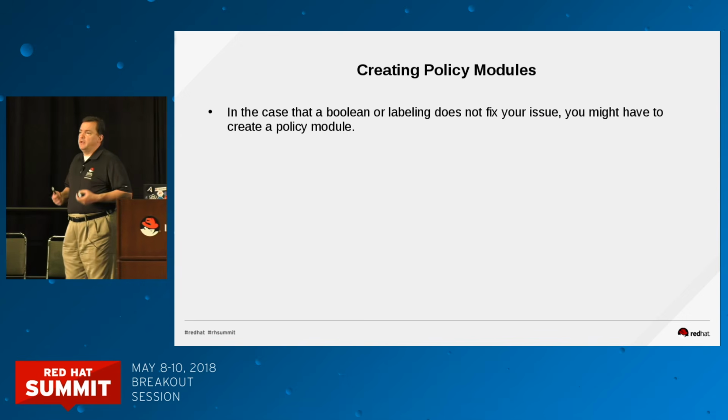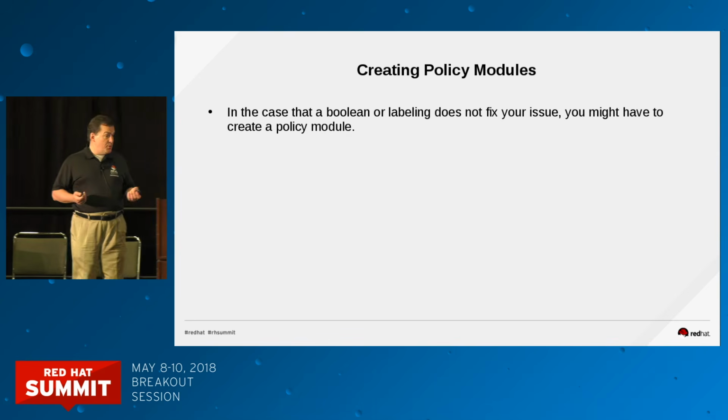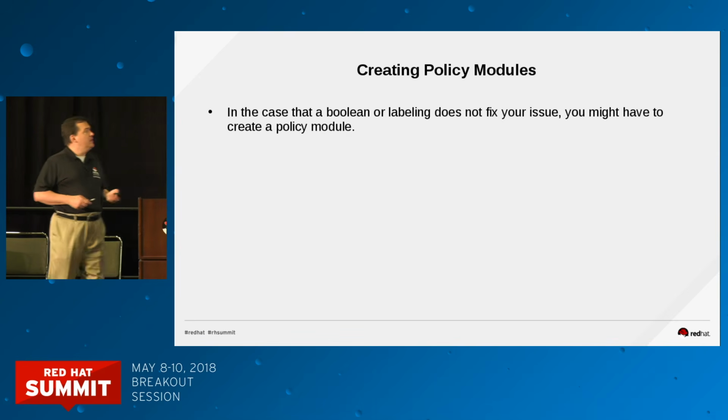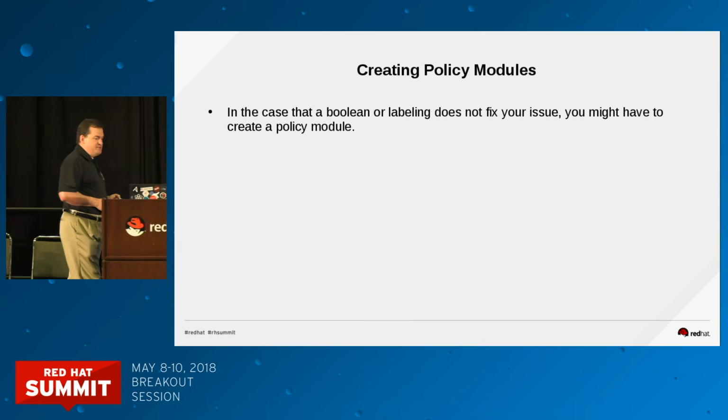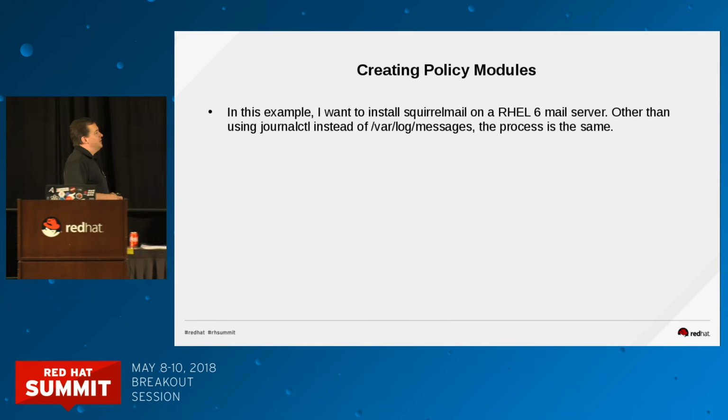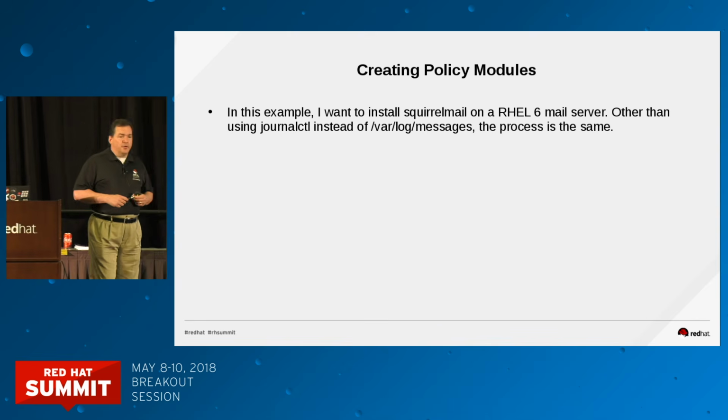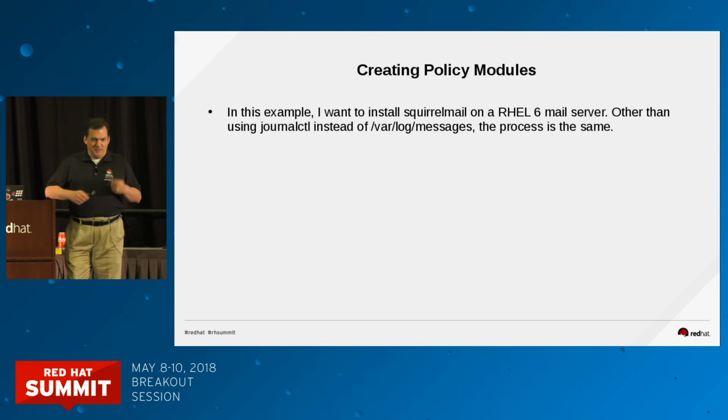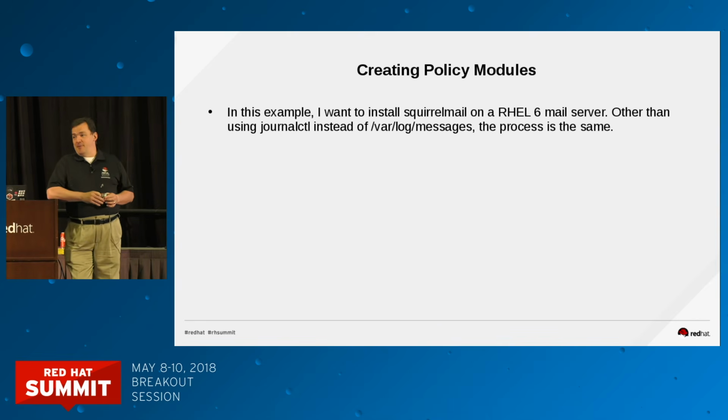If setting a Boolean or just changing a file context or restoring the context on the file system doesn't work, you may have to create a policy module. And it's not really a big deal. Now, this is an older example, and one of the members of the community was giving me a hard time about this, because he's like, man, you're still using a Rel 6 example?